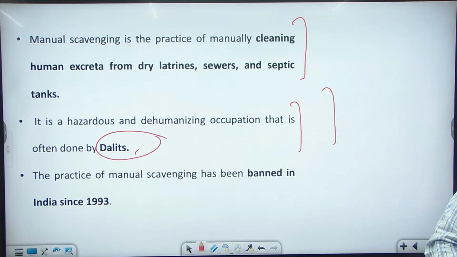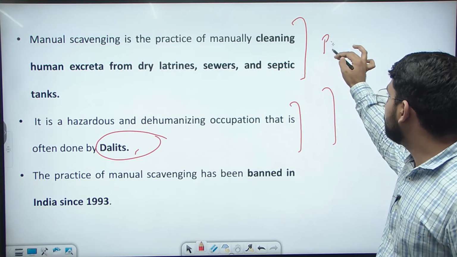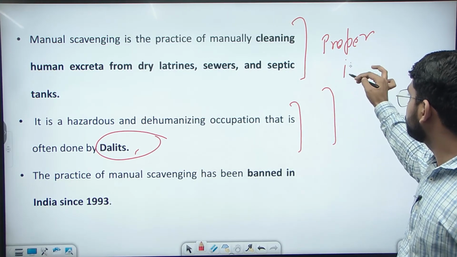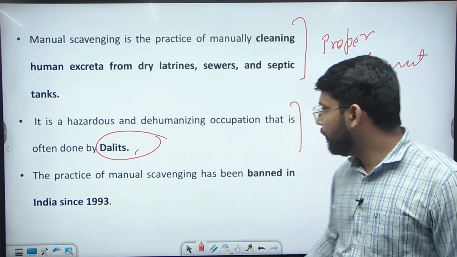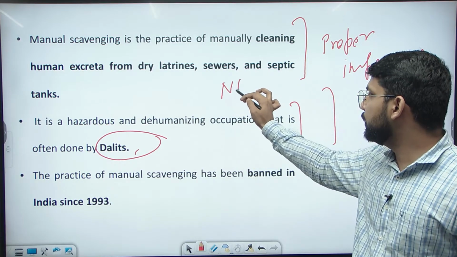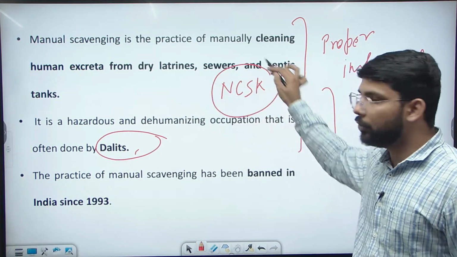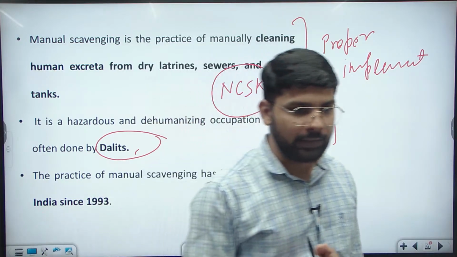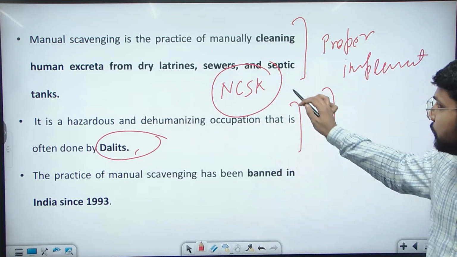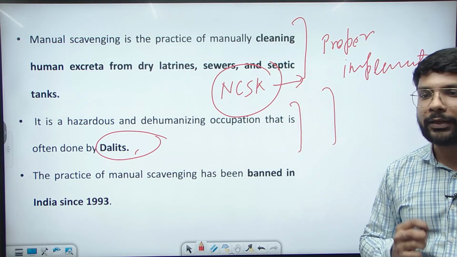In 1993, the central government introduced an act related to manual scavenging, but there is no proper implementation of the act. Even the National Commission for Safai Karamcharis was formed to tackle this issue, and recently its tenure was extended for 4 years. But this is also not focusing on the on-ground issue related to manual scavenging.